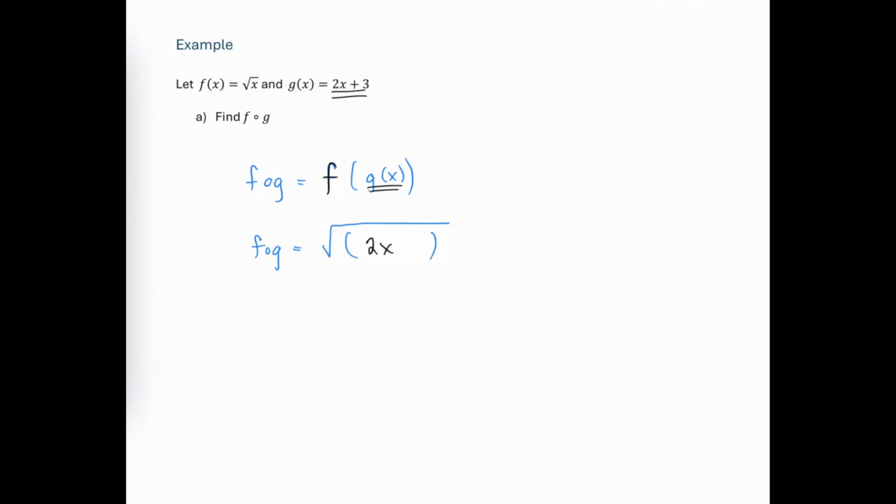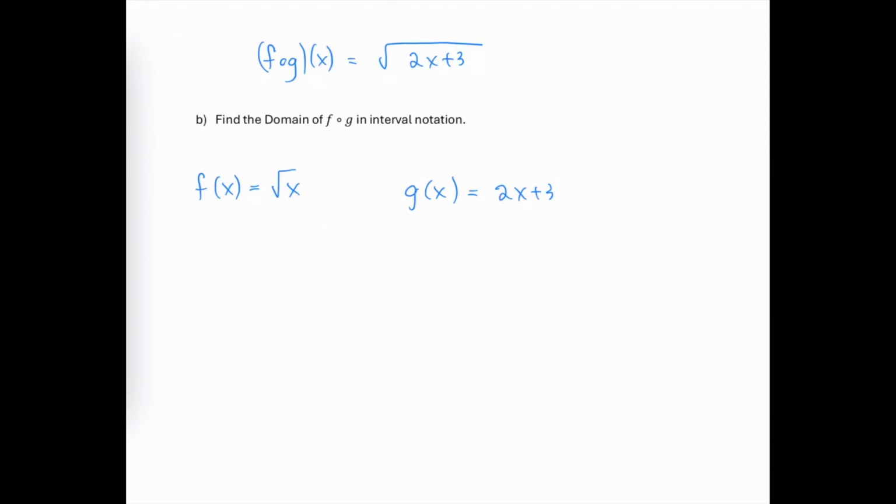So our g function is 2x plus 3, and our f composed with g function, cleaned up just a little bit because we don't actually need to carry forward those parentheses, would be simply the square root of 2x plus 3. Now to find the domain of the f composed with g function, let's be reminded that this is a two-step process. The first thing that we have to do is to find the domain of the inside function. And again, our inside function was the g function.